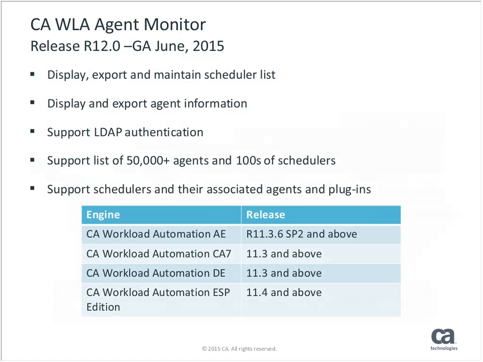And this goes for any of the engines that you have: Autosys, CA7, ESP, or DE. You will be able to do very similar actions with the agents themselves. So if you want to display the agents, you can have the details of what the configuration is, what the operating system is, things like that, and you can export it.